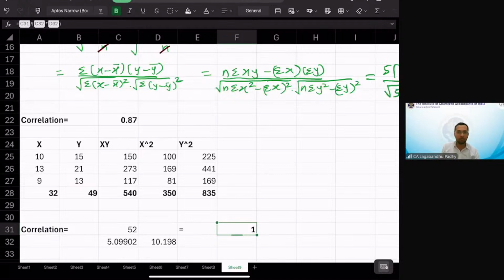Sir, correlation one means that both the data are going in the same direction with the same degree. But here it is not going the same degree. 10, 13, and 8, and another is 15, 21, and 13. I mean, it should be some proportions: 10, 13, and 9, 15, 21, and 30. There is a linear relation between x and y.